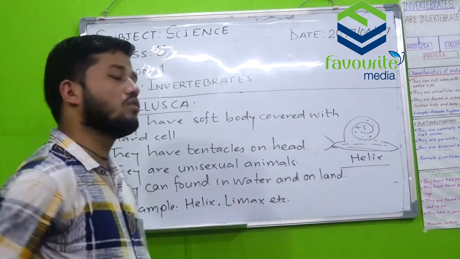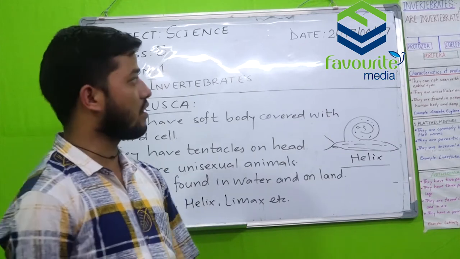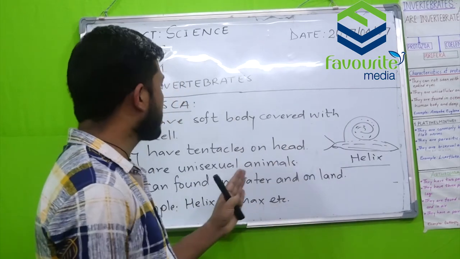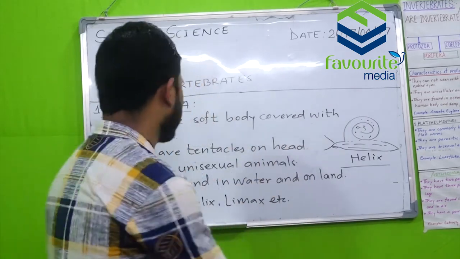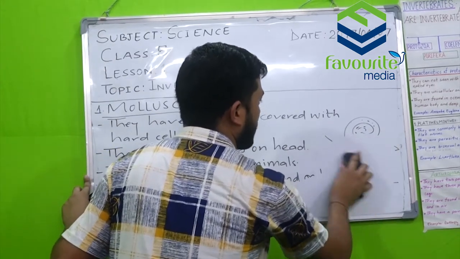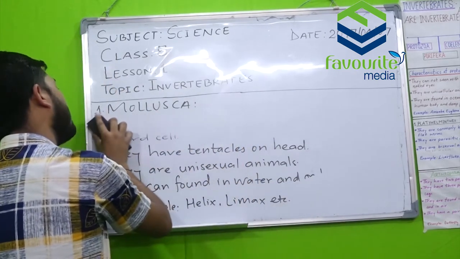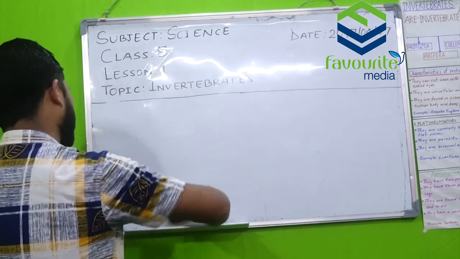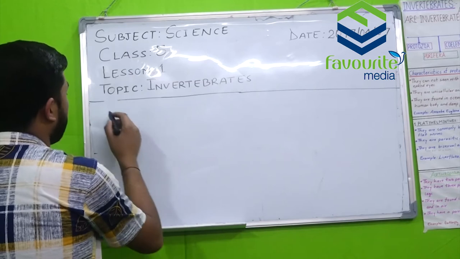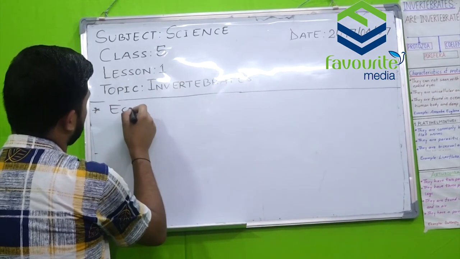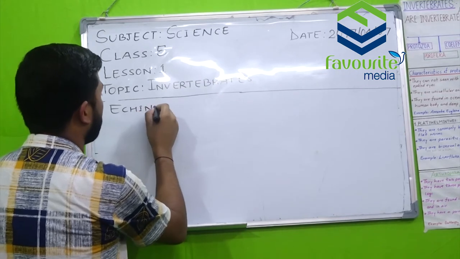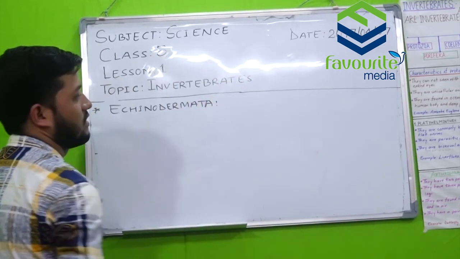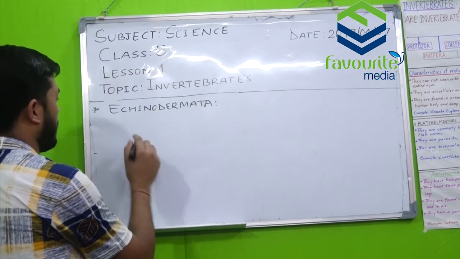This is all about the group Mollusca, and our last group of invertebrates. Today's last content is the characteristics of Echinodermata. Let's discuss the characteristics of Echinodermata. Okay, last one, Echinodermata, last group. Let's discuss the characteristics.